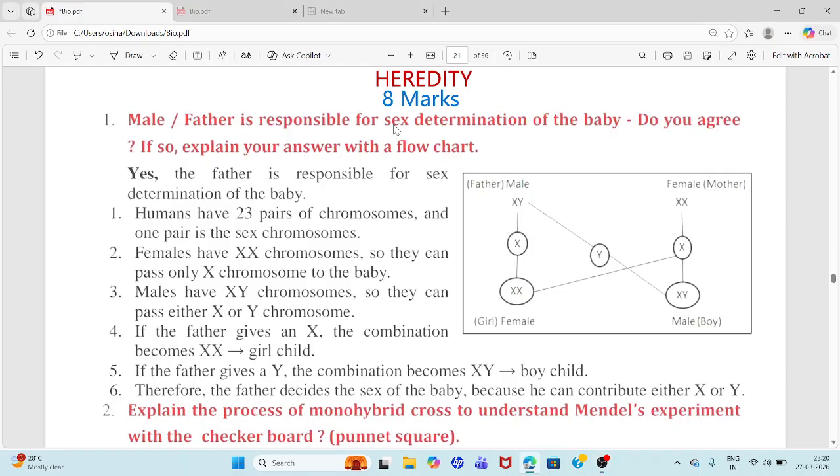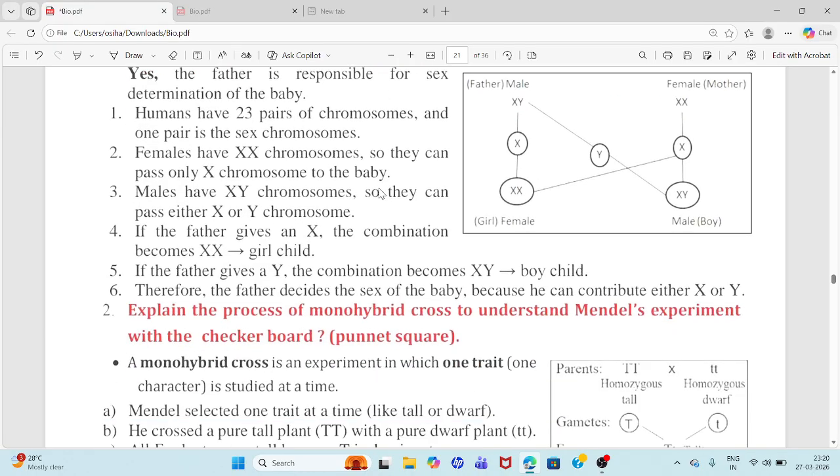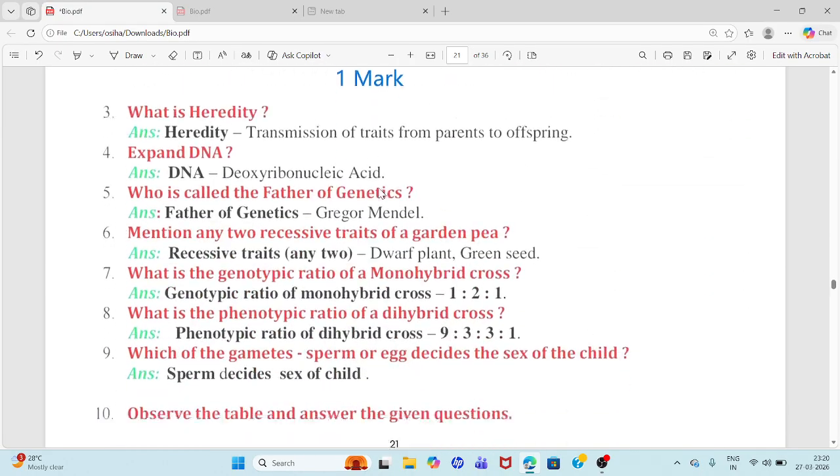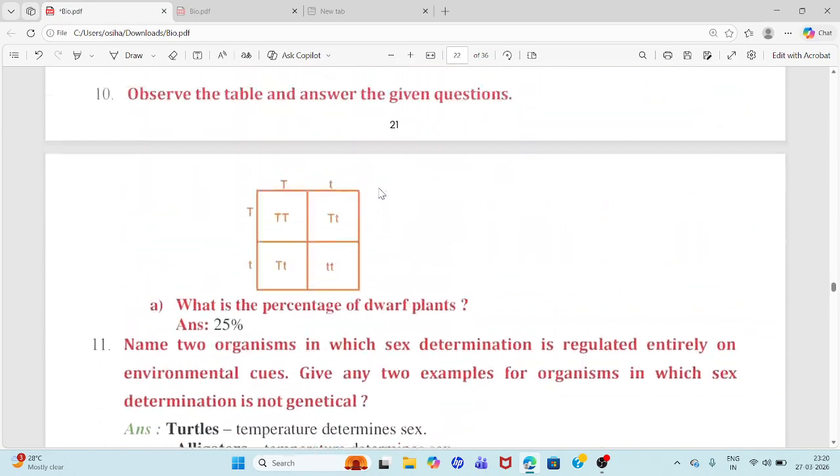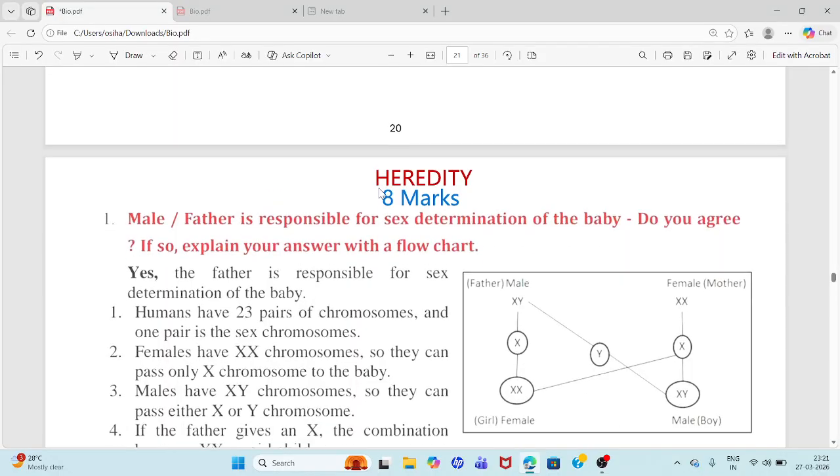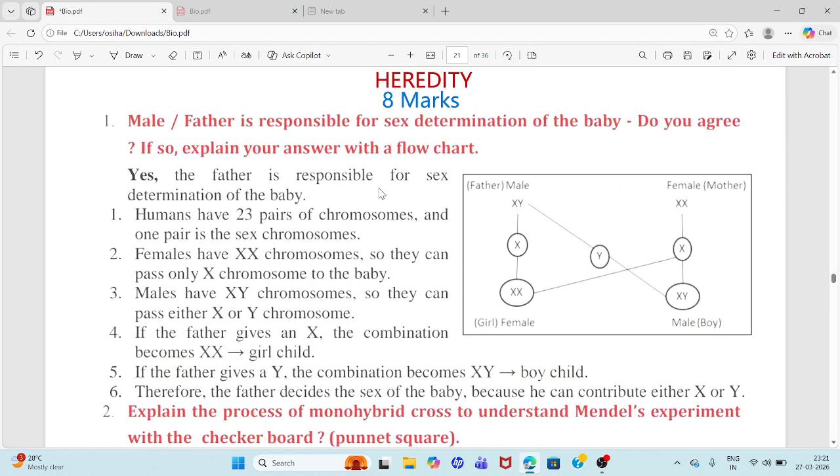Biology chapter Heredity. Now we are going to learn 8 mark questions and 1 mark questions. First question: Is the male or father responsible for sex determination of the baby? Do you agree? If so, explain your answer with a flowchart.